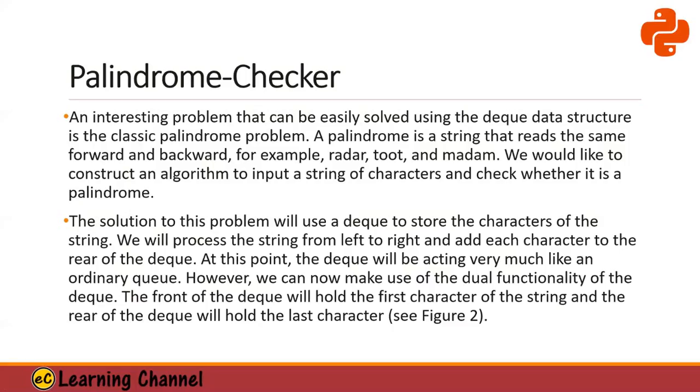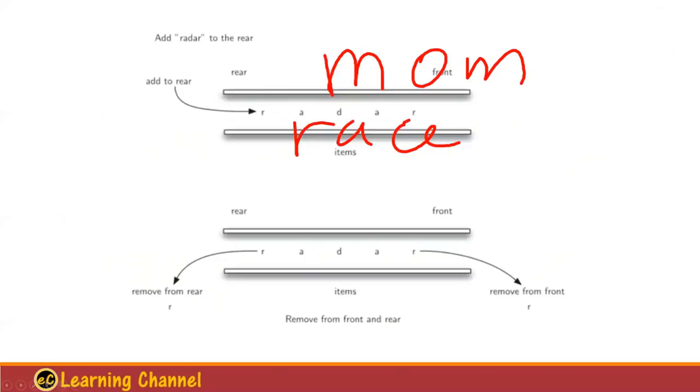So what is DQ? Let's check the palindrome checking. So what is a palindrome? A palindrome is a string. Some word like mom is a palindrome. Race car is a palindrome.